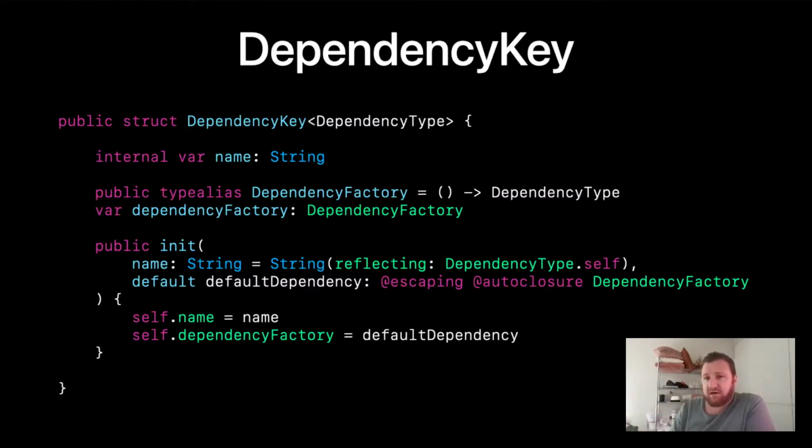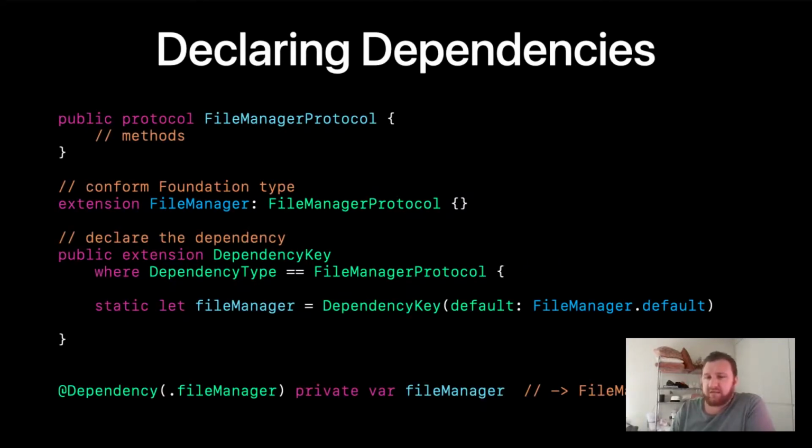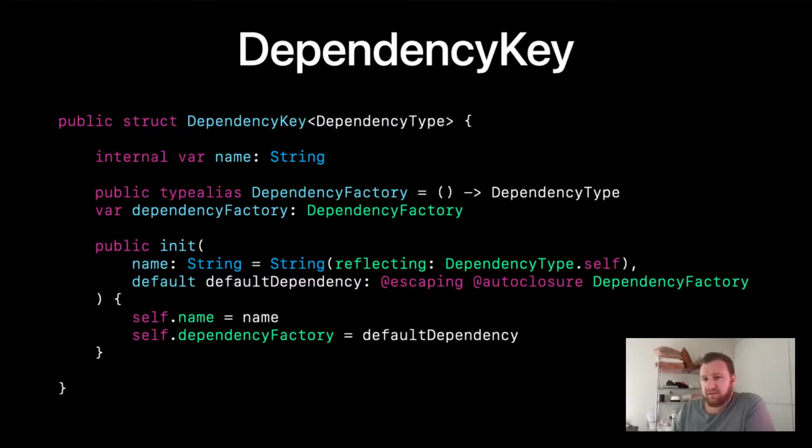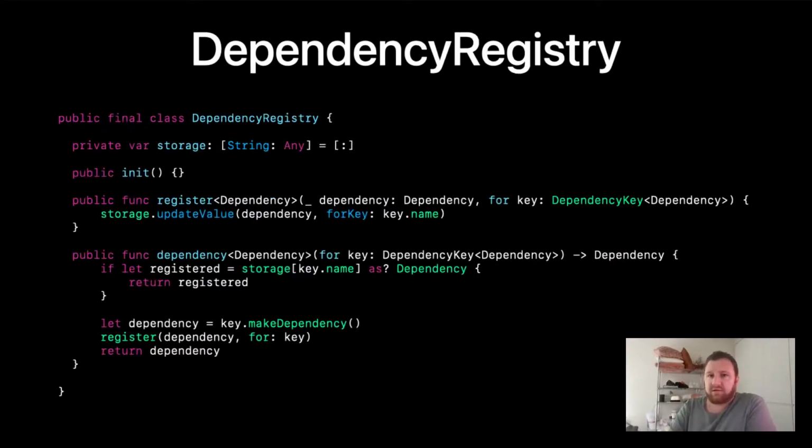So if we go back to that last slide, you can see when I declared static let file manager equals dependency key with default file manager.default, that's passed in as an autoclosure to the dependency factory. And then when we get to the next slide, if we don't have a dependency registered specifically for that name, so for that file manager, it will use the default, which is this one, I believe. Yeah. So our dependency registry really is just a glorified dictionary. We use String, Any because we're going to throw anything in there, and we have that string as the key for that. We don't initialize with anything.